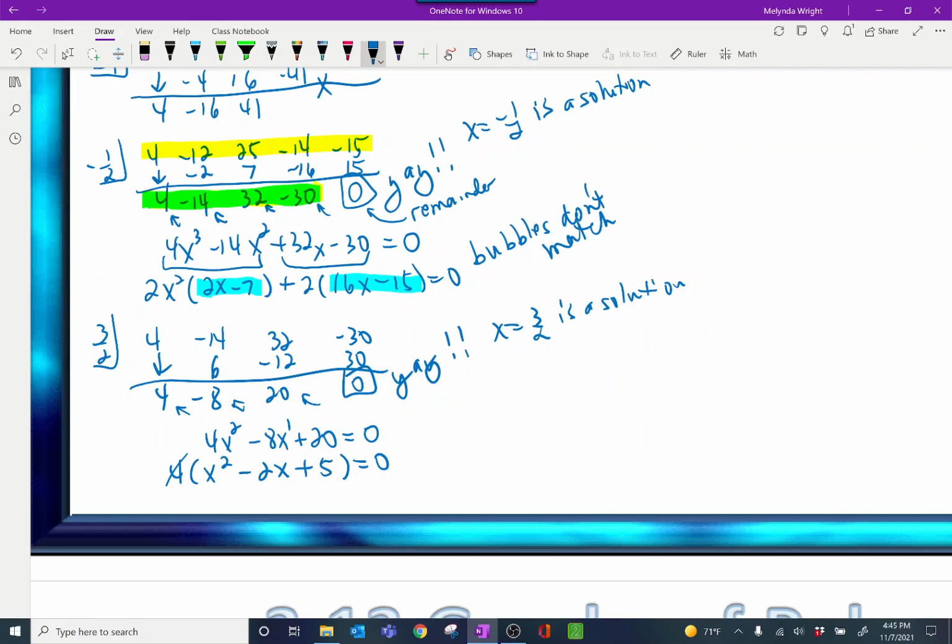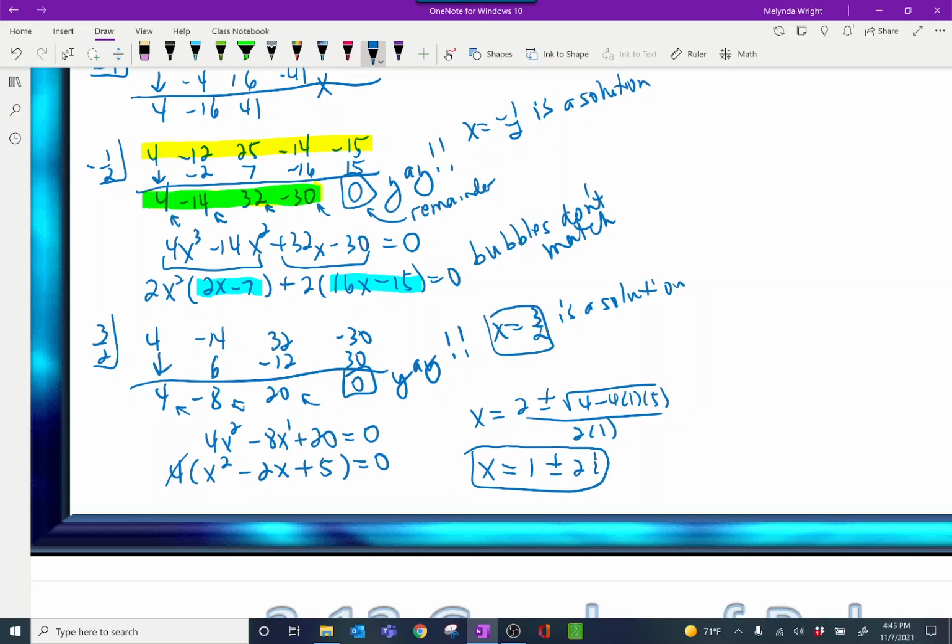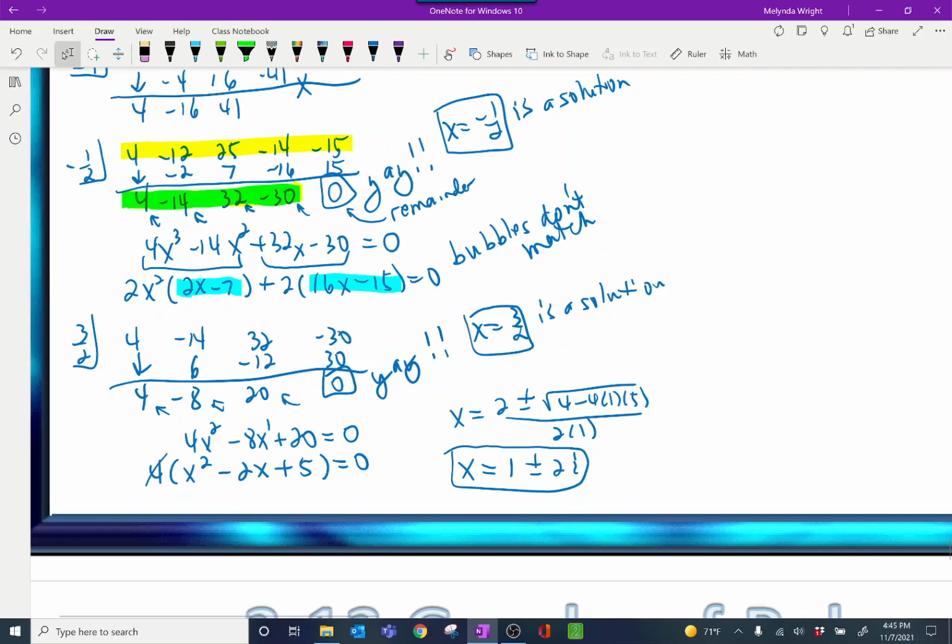So I do quadratic formula: negative b, negative 2 is 2, plus or minus the square root of b squared minus 4 times a times c, all over 2 times a. Okay, and so I will just go to that answer. We simplify that formula, and we should get 1 plus or minus 2i. Whew, so I have this as an answer. 1 plus or minus 2i, I've got x equals 3/2 and x equals negative 1/2. And so that finishes up our lesson on rational root theorem or p over q.